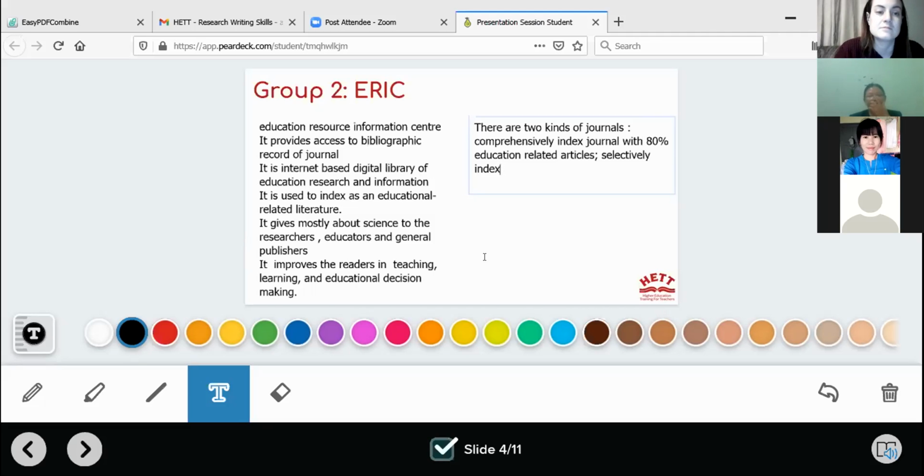But there are two kinds of journals in this ERIC. These are comprehensively indexed journals with 80% education-related articles and selectively indexed journals. That's all. Thank you. And what does selectively indexed journal mean? Selectively indexed journals, when we are searching for the information each time. So this is all. Thank you. Okay, thank you very much.